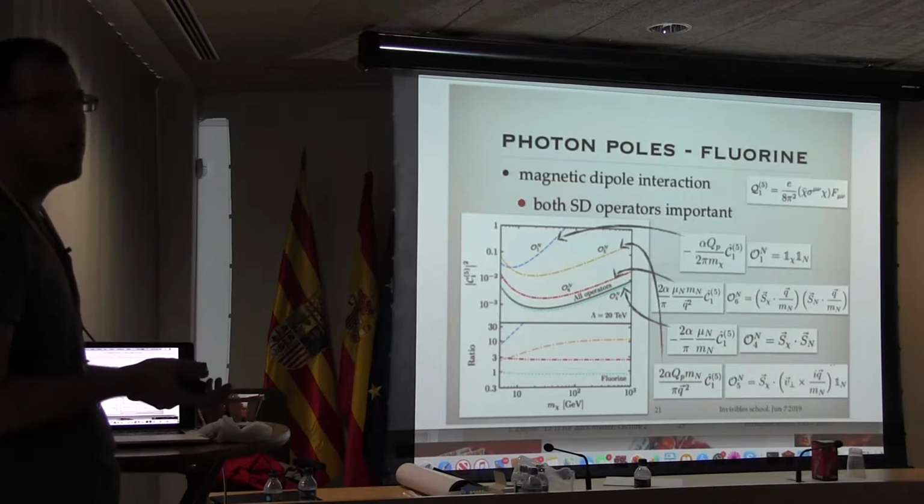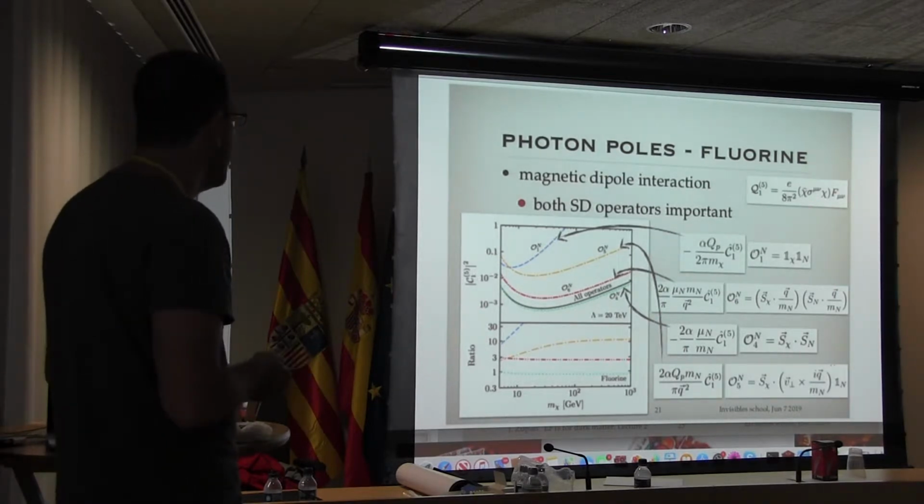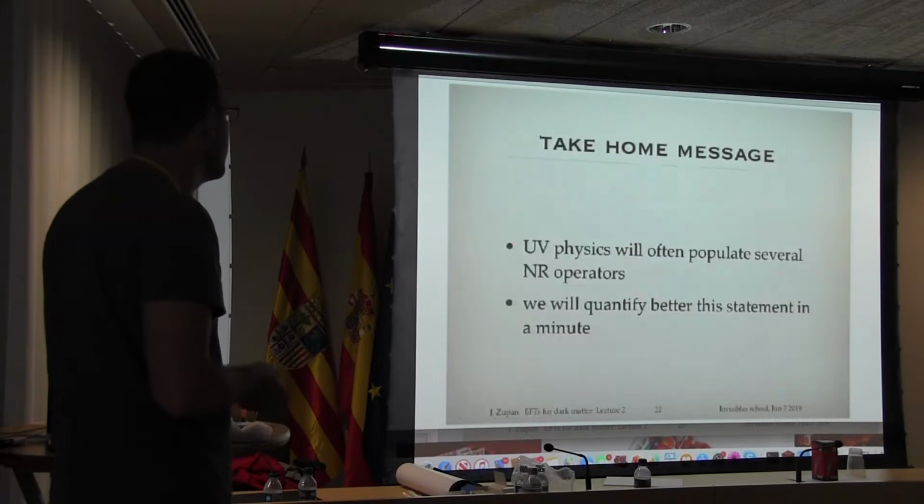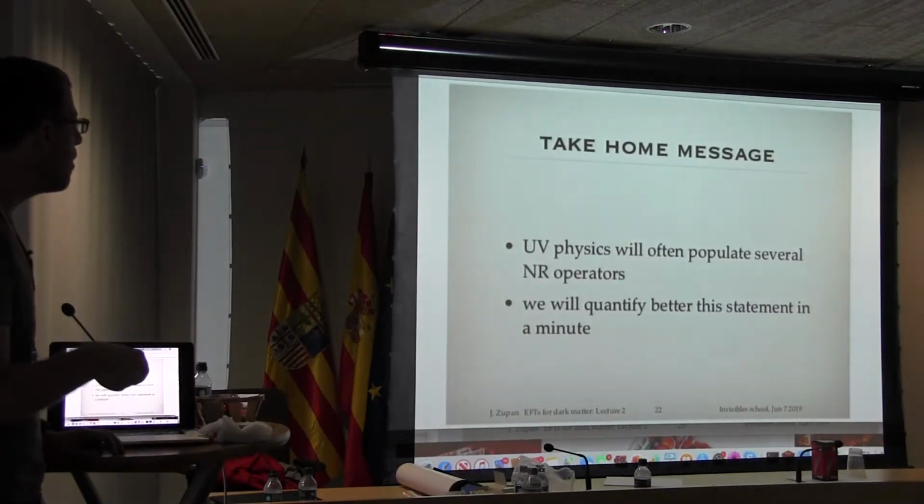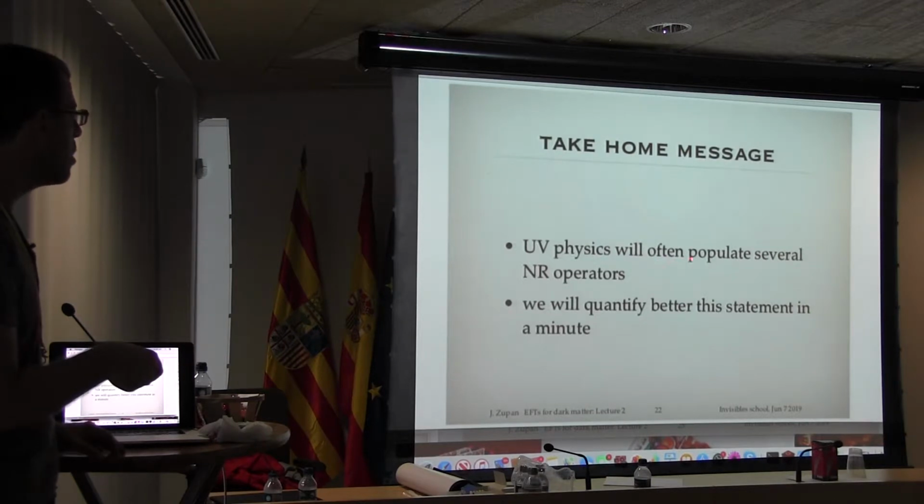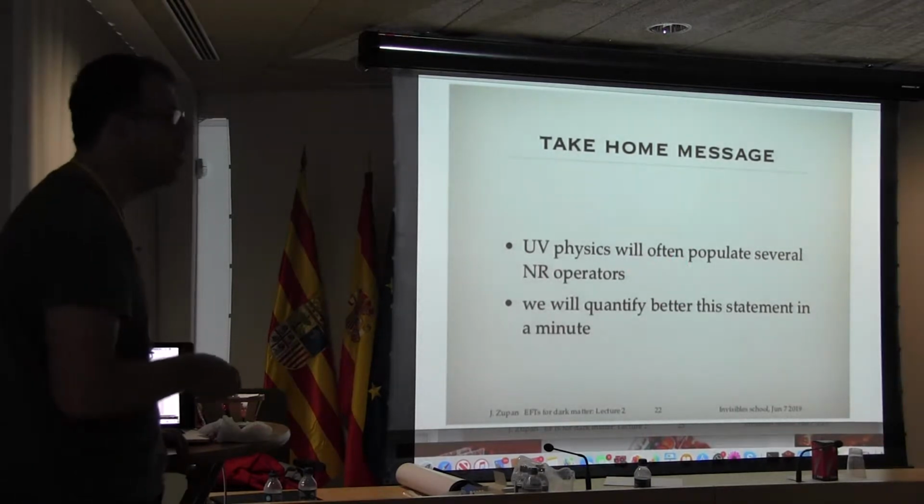So you need to keep all of them if you want to properly describe the magnetic moment. So if you have a dark matter with a magnetic moment. All right, so what are the take-home messages? UV physics will often populate several non-relativistic operators. The crucial word here is "often", and I'll try to quantify what this often means in a second.